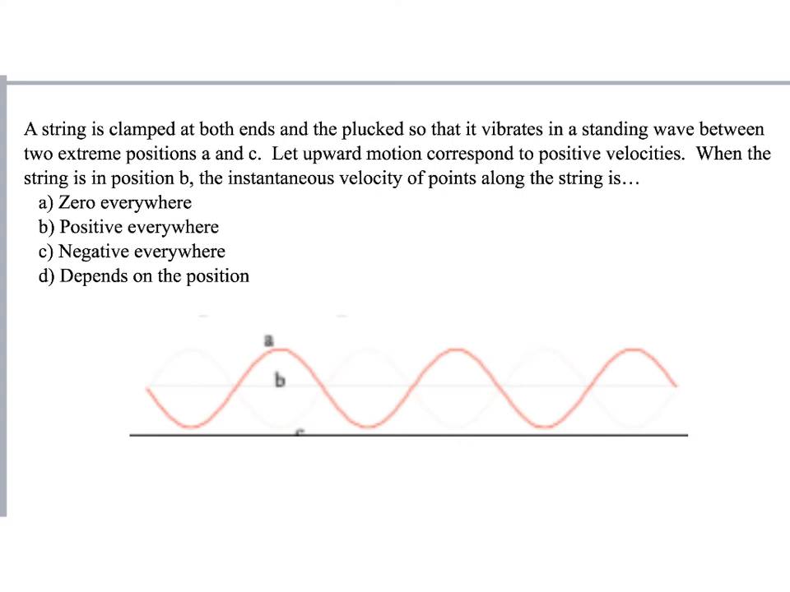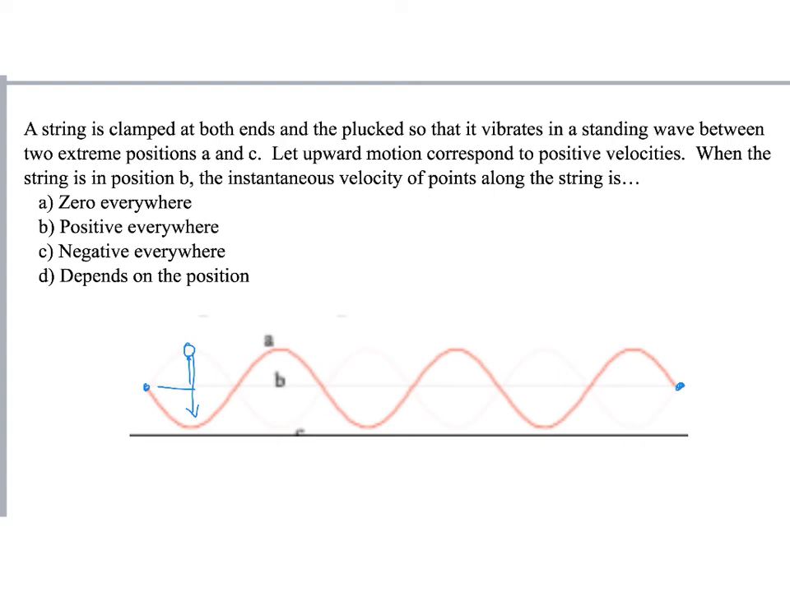All right, next up, we've got a string clamped at both ends. You can see I've got a standing wave here, so this is fixed here, fixed here. It's got some type of vibration so that it is moving back and forth. You've got equilibrium here, you've got where it goes up here, and then it is a standing wave, so it goes back down there. Okay, let upward motion correspond to positive velocities.